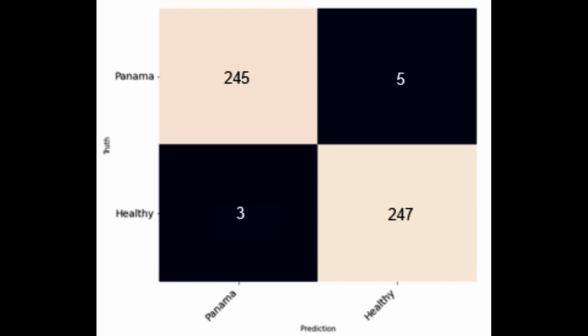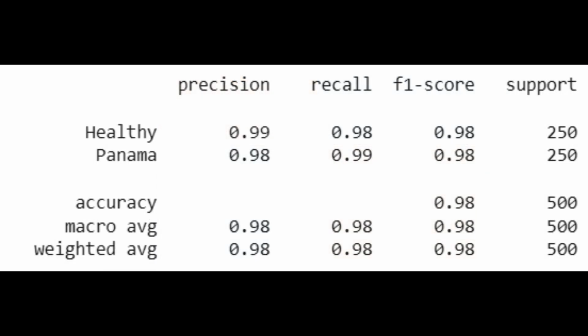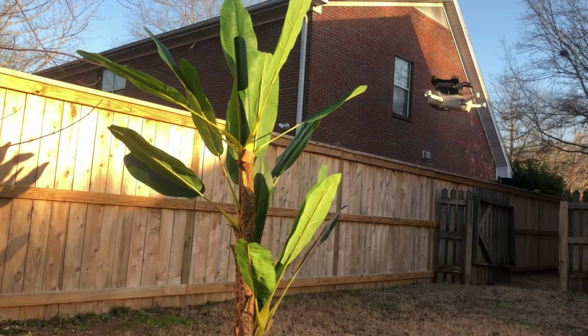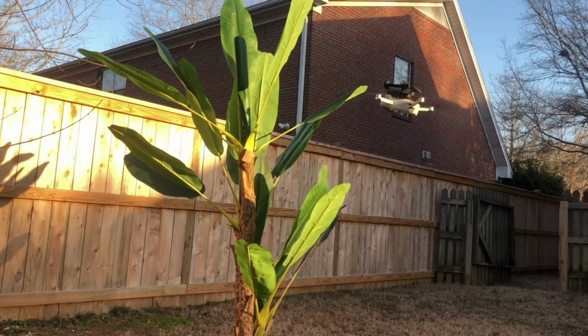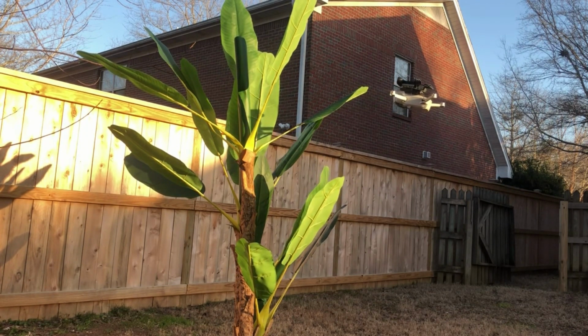In this confusion matrix, you can see that 245 of the disease pictures were correctly identified and 247 of the healthy pictures were correctly identified. This means 492 out of 500 pictures were correctly identified. In this classification report, you can see the high precision for healthy and Panama disease images with a high F1 score. This means that the model performed with high accuracy throughout evaluation. Here's a video demonstrating how the entire Panama disease detection system actually operates when it's scanning a banana plant.